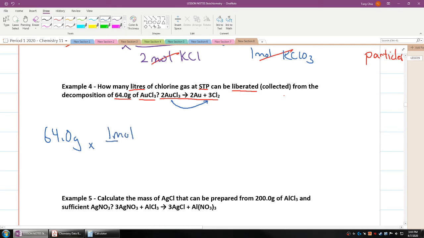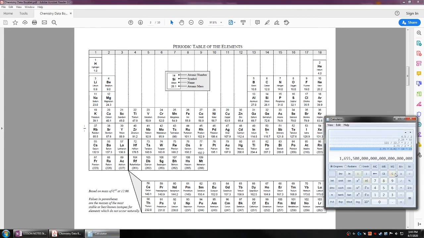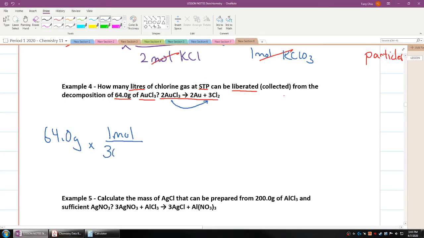What is the molar mass of gold 3 chloride? If I look at this, gold has a molar mass of 197. So I add 197 plus 3 chlorines, which means I go 3 times 35.5, close bracket, and I equal. The total molar mass here is 303.5 grams. That is the molar mass of gold chloride.